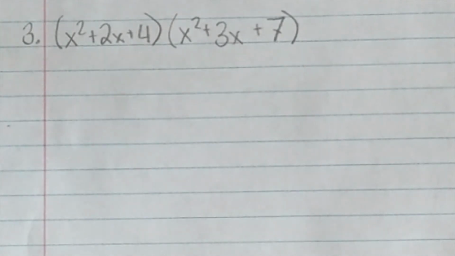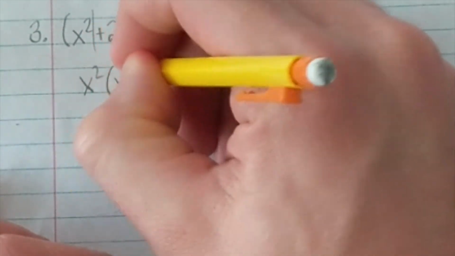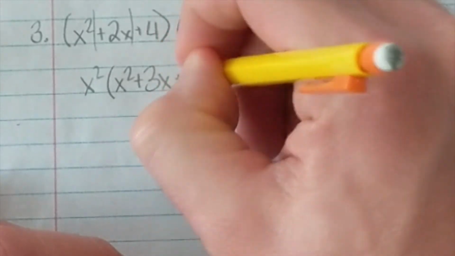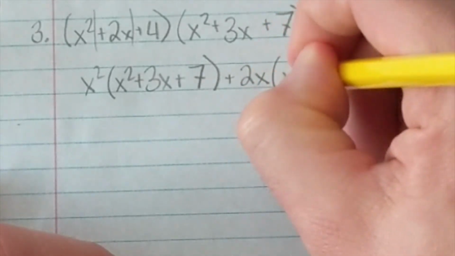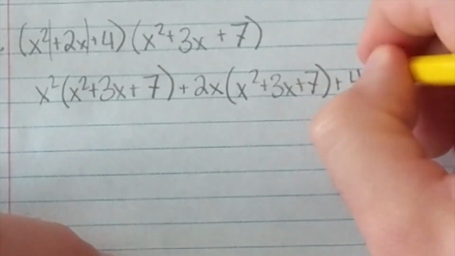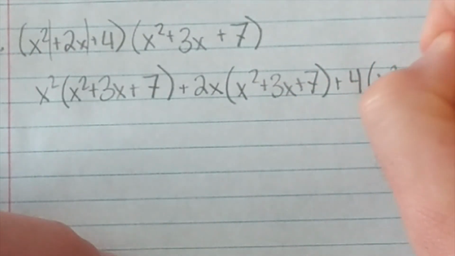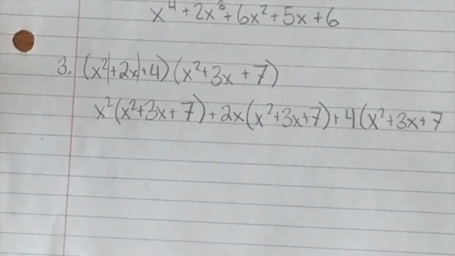3 is just like number 2, so our first step is to break the first trinomial up to have 3 different distribution problems that we will have to do. So, first thing we'll do is take our first term, x squared, and set up distribution into the second trinomial, which is x squared plus 3x plus 7. Then we'll take our middle term, plus 2x, times x squared plus 3x plus 7. And then we'll take our last term, which is plus 4 times it. Let me make sure that all fits. I'm going to have to zoom out a little for you.